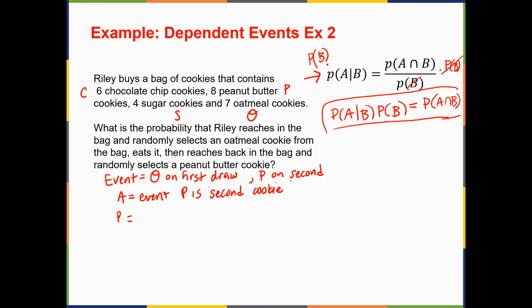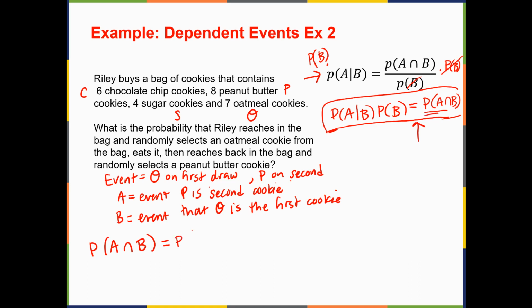I'm going to let B be the event that O is the first cookie. And what I'm interested in is the probability of A and B. These are commutative. It's the event that peanut butter was the second cookie and oatmeal was the first cookie. Now I can use my formula up here, and it says the probability of A intersect B equals the probability of A given B times the probability of B.